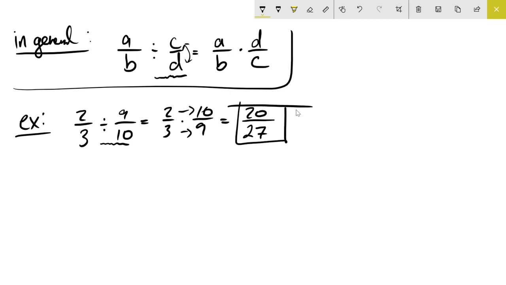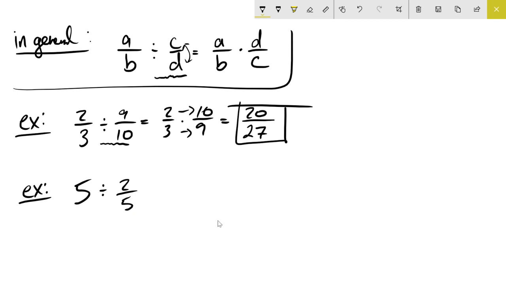Okay. Any questions on that one? The other thing is, if you remember that mixed numbers and whole numbers aren't really a problem, then even if they pop up in division problems, that's okay. So what if we had 5 divided by 2/5?